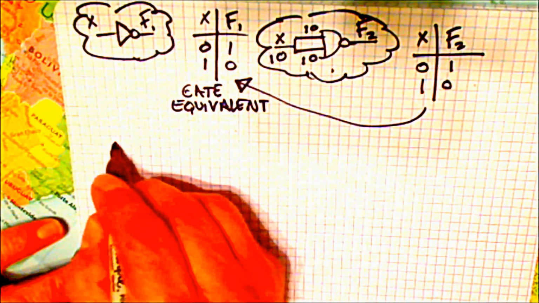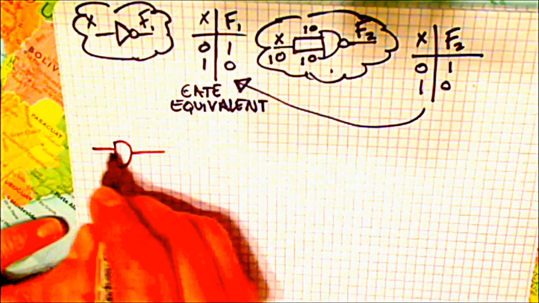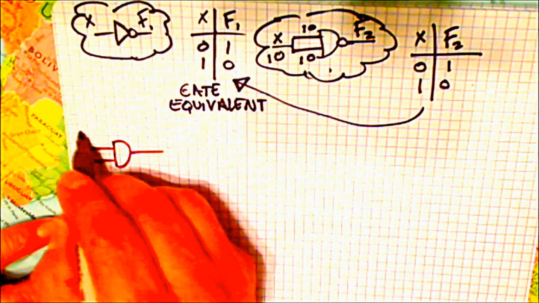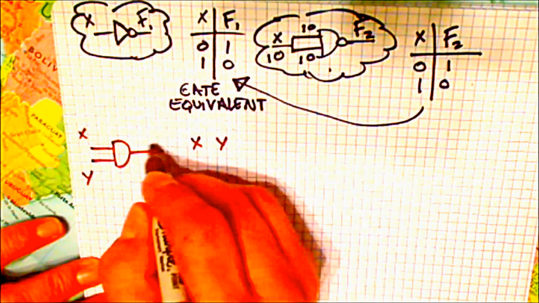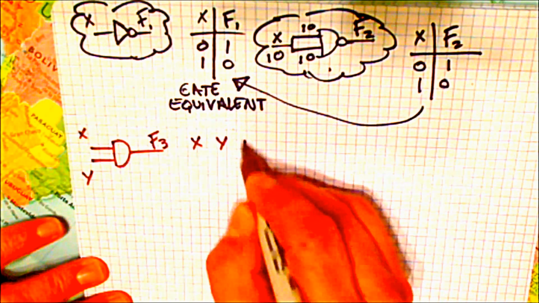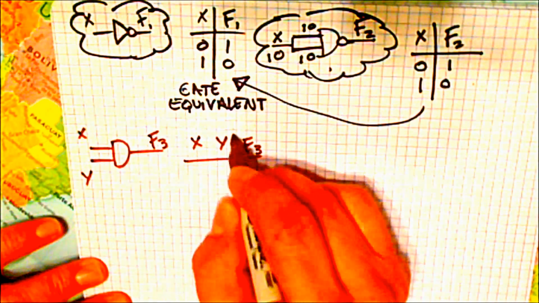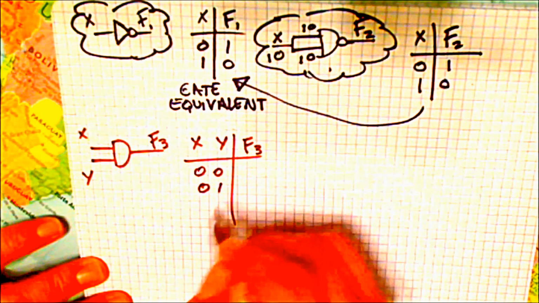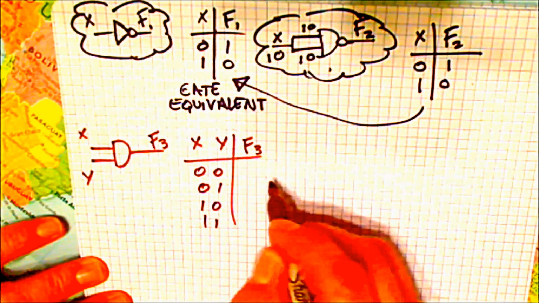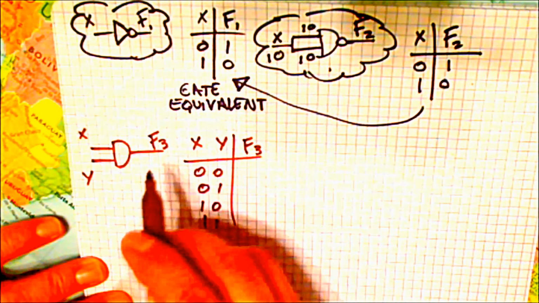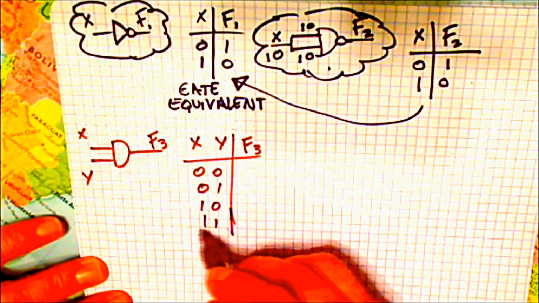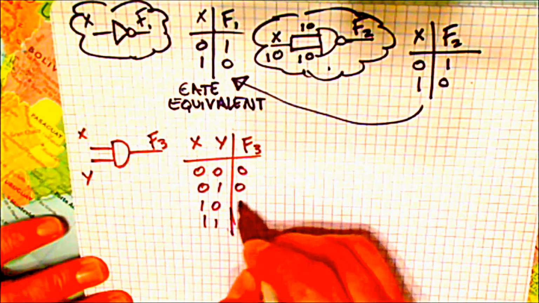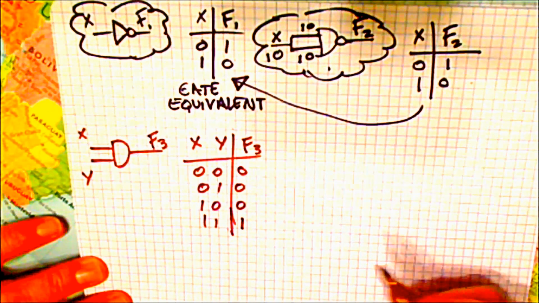The AND gate, as we saw earlier, behaves in the following fashion. We have inputs X and Y. We will call this F3. So for the following combinations, F3 is only 1 when and if both items are 1. So this will be 0, 0, 0, 1.